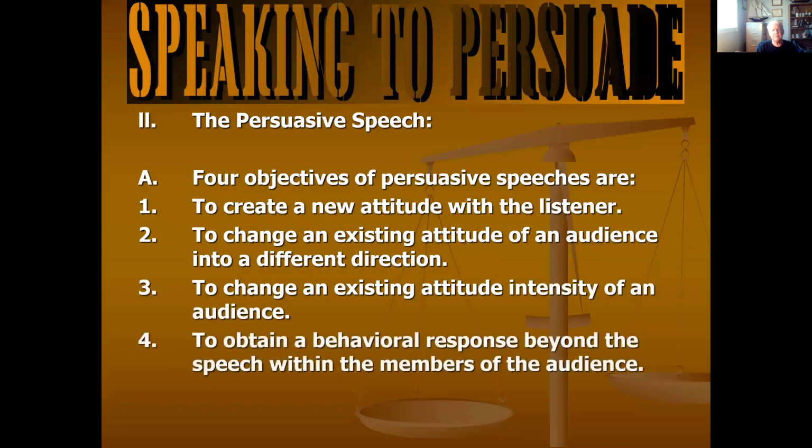A fourth persuasive speech is to obtain a behavioral response beyond the speech within the members. So they go from, oh, I have never thought about voting, that's creating a new attitude where you say it's important, to maybe an audience where they say, I'll vote maybe, I may not, to, you know what, I think I should vote. To the third one, you go from I think I should vote to, you know what, I am voting. It's intense. And then to number four, obtain a behavioral response beyond the speech within the members of the audience. So you've got them going from not voting to voting. And that's what you're trying to create. Now, any number of topics, not just voting.